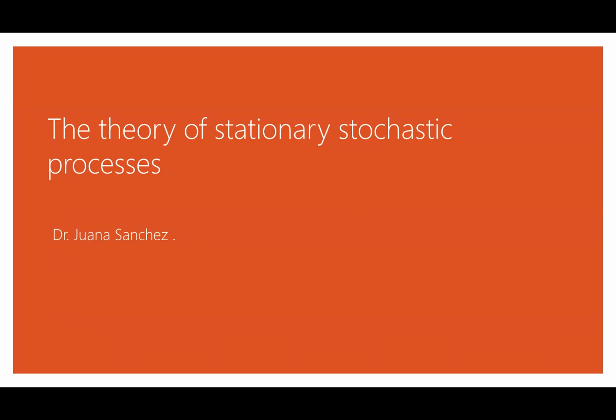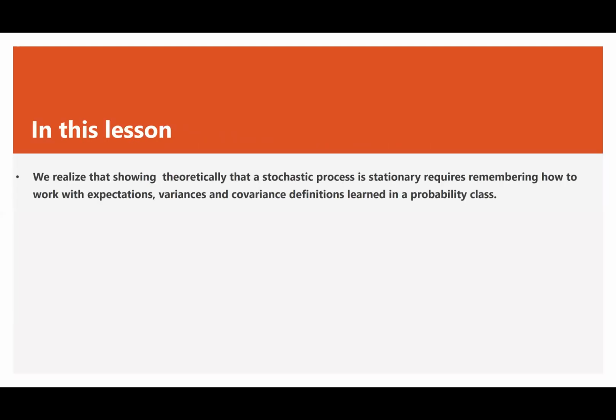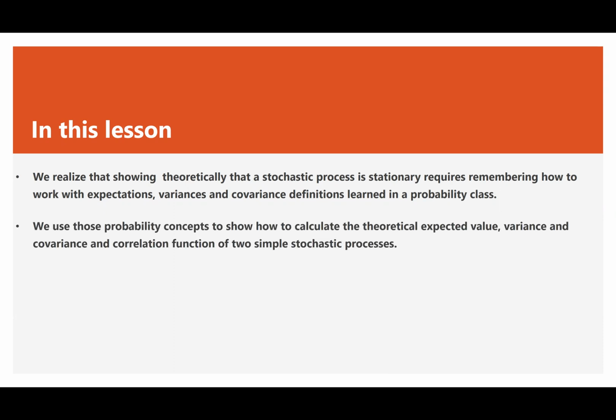This lesson is about the theory of stationary stochastic processes, and it's going to help us advance in our journey towards modeling with ARIMA modeling. We're going to realize that showing theoretically that a stochastic process is stationary is going to require remembering how to work with expectations, variances, and covariance definitions that we learn in a probability class or in some advanced statistics class. We use those probability concepts learned in other classes to show how to calculate the theoretical expected value, variance, covariance, correlation function of two simple stochastic processes.